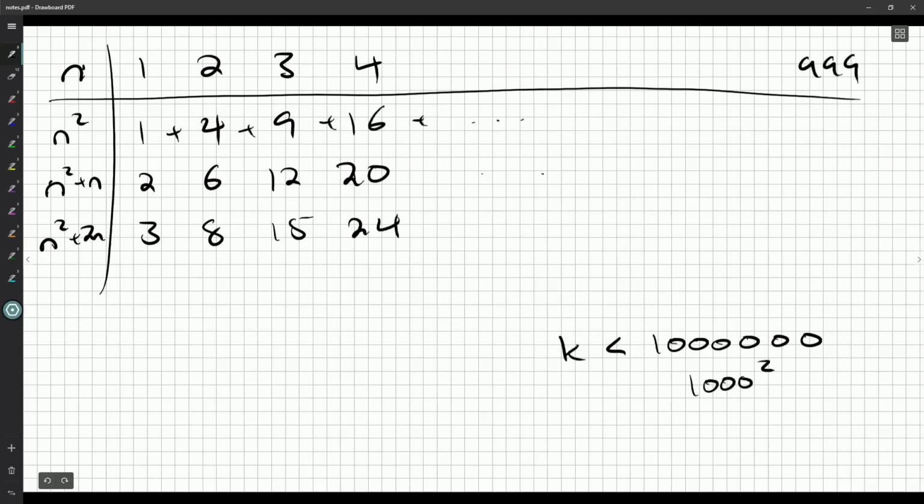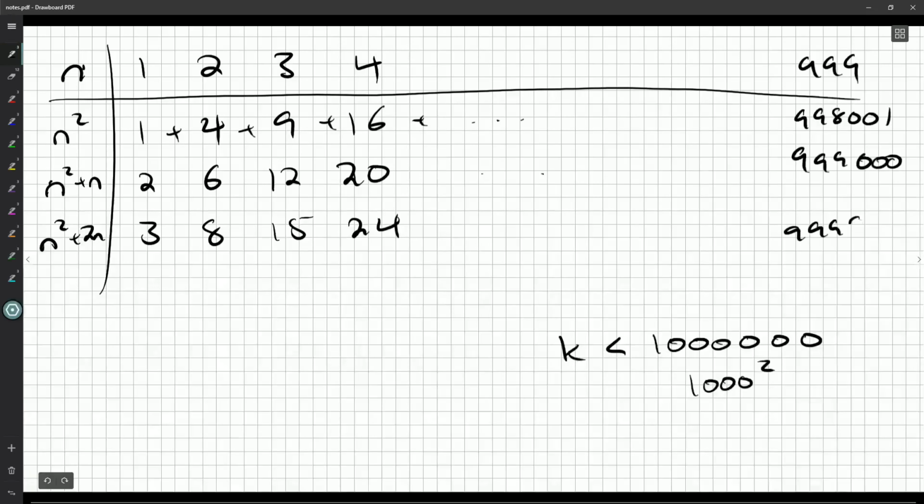I'll just grab the calculator really quickly. All those numbers should be in that range: 998001, and 999000, and then the last one 999999. All right, so those are the numbers we are adding up.